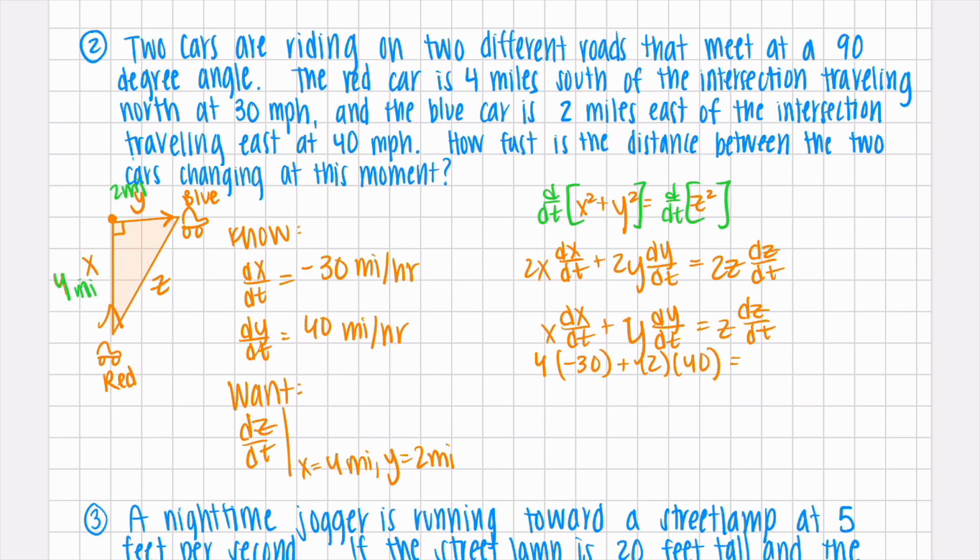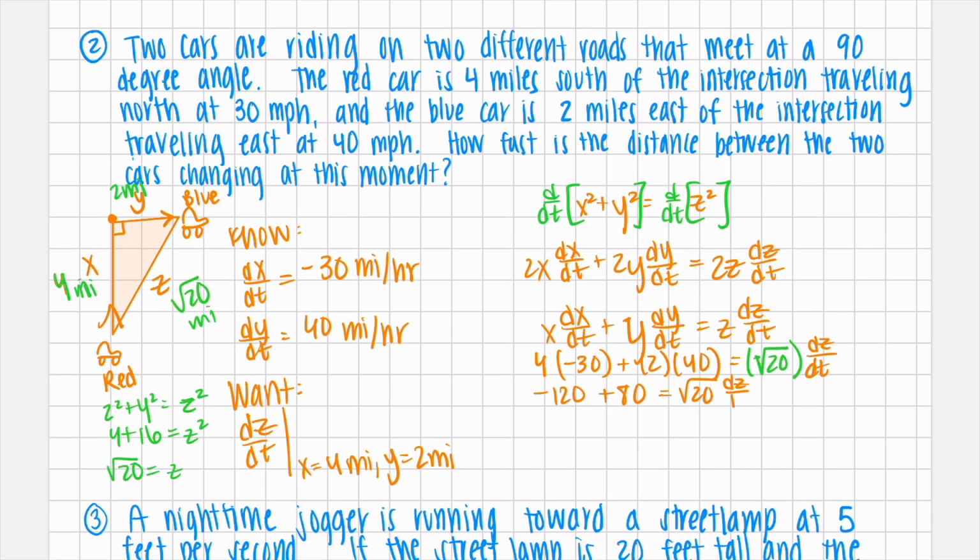And I don't know z in the moment, so I'm going to use the Pythagorean theorem, 2 squared plus 4 squared equals z squared. So we get that z squared is 20, so z is the square root of 20 miles. So I'm going to put that in my equation. And we are solving for dz/dt, so I'm going to leave that. Let's simplify. Negative 120 plus 80 equals the square root of 20 dz/dt.